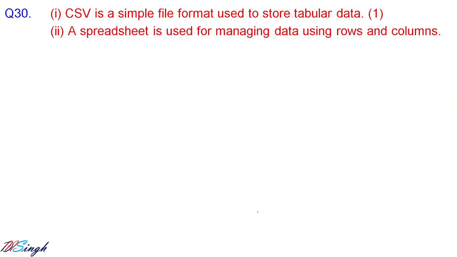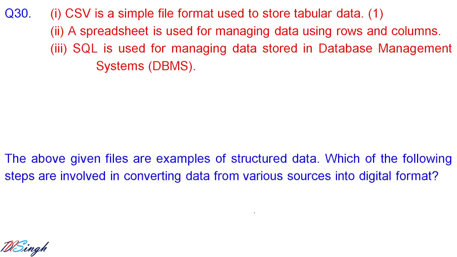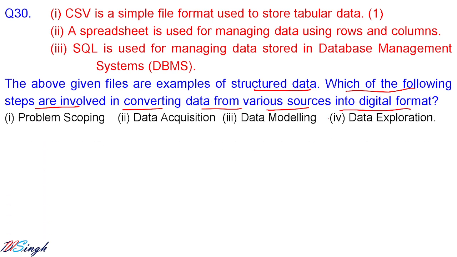CSV is a simple file format used to store tabular data. A spreadsheet is used for managing data using rows and columns. SQL is used for managing data stored in a database management system. The above given files are examples of structured data. Which of the following steps are involved in converting data from various sources into the digital format?